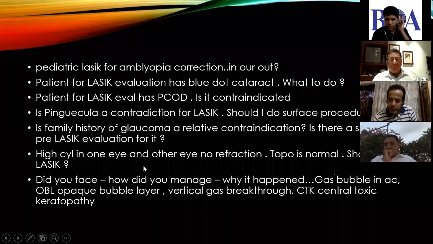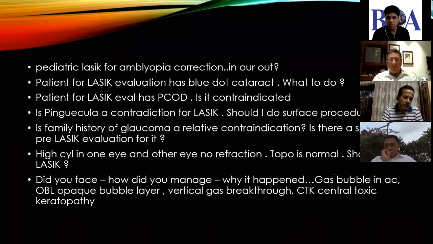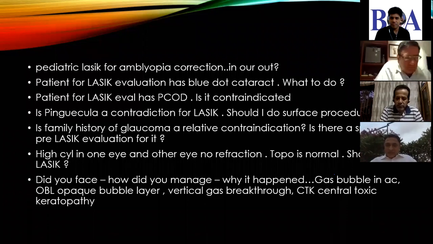Is family history of glaucoma a relative contraindication? Is it compulsory to include it in the pre-LASIK evaluation? Himanshu, what would you say to this? Relative contraindication, yes, but not necessarily that they would be having glaucoma. So what will you do, will you do it or not, if there's a family history but they don't have glaucoma? If there is a strong history, you're not going to do it.